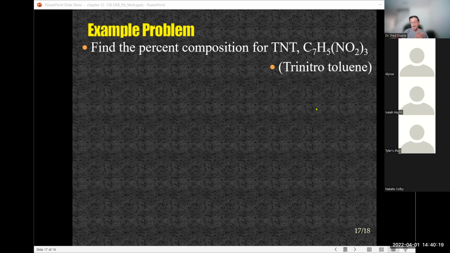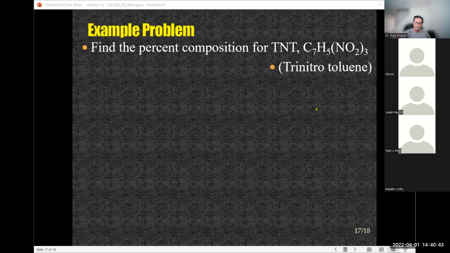Nobel was the guy, which is kind of fascinating that he did this because this compound is tough to make, very explosive. Anyway, its general formula is C7H5N3O6. There are three nitro groups, and it's called trinitrotoluene, hence TNT.